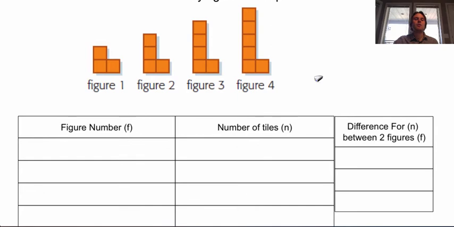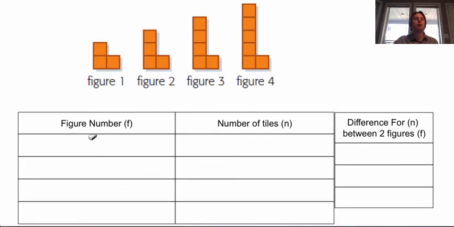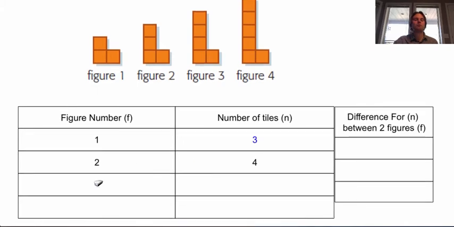Let's take a look at my next question. So same idea. We make a table and we have figure 1. How many tiles are in figure 1? 1, 2, 3. We have 3 tiles. Then we're going to look at figure 2. How many tiles in figure 2? 1, 2, 3, 4. We have 4 tiles. Our next one is figure 3. And in figure 3 I have 1, 2, 3, 4, 5. 5 tiles. And then figure 4, we're just going up by 1. We have 6 tiles.